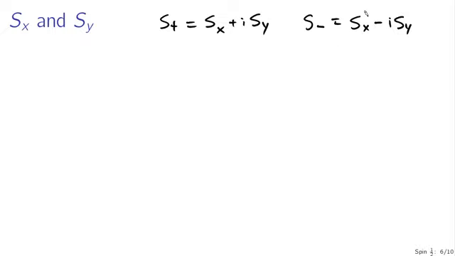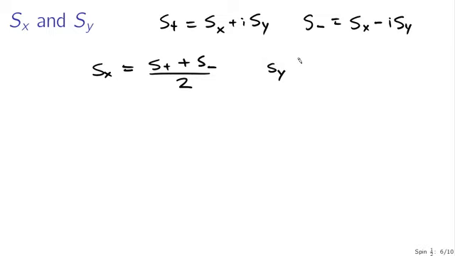Now you can treat these two equations naturally as a system of two equations and two unknowns that you can use to find Sx in terms of S plus and S minus, or Sy in terms of S plus and S minus, or you can simply look at the equations. If I told you that Sx was equal to S plus plus S minus divided by 2, it shouldn't surprise you. If I add these two equations together, Sx plus i Sy plus Sx minus i Sy, the i Sy parts cancel out, and I'm left with 2Sx. So I divide the overall result by 2, and I get Sx.